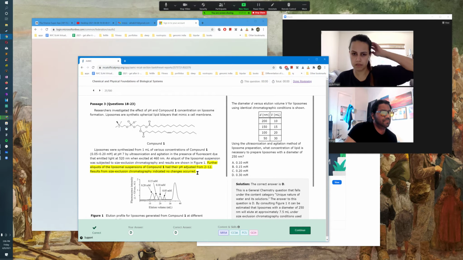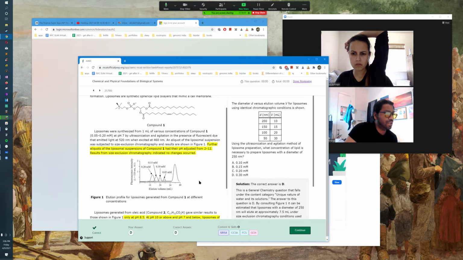It is like a math. Let's see. Oh, you're on the next one? Okay, let's see. Yeah. Diameter D versus elution volume for liposomes. Diameter, volume. Okay, so that's elution volume, not necessarily the volume of the liposome itself.